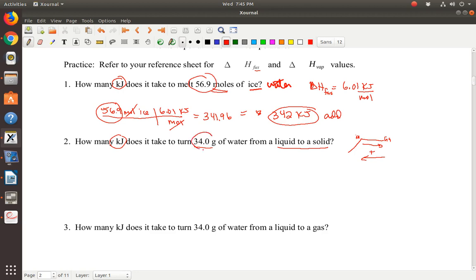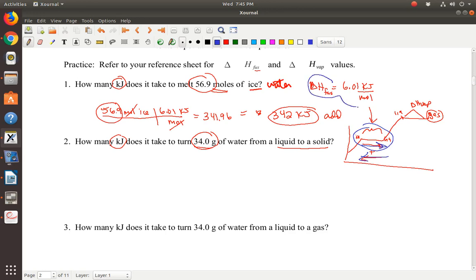But I start with 34 grams of water. And since the delta H of fusion, that's what you use in this area, the delta H of fusion. So there's the liquid. It goes up, and here we have liquid. And on the other side, it's a gas on the warming curve. So here we use the delta H of vaporization, because it's turning into a vapor, into a gas. We're still dealing with this area right down here. Okay, now we did one this way, now we're going to do one the opposite way.